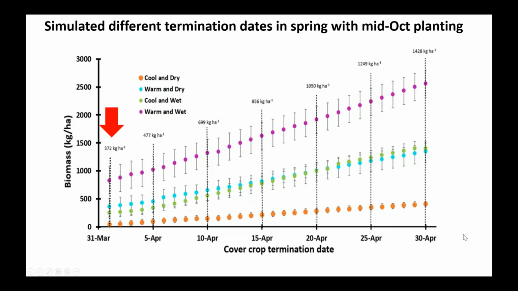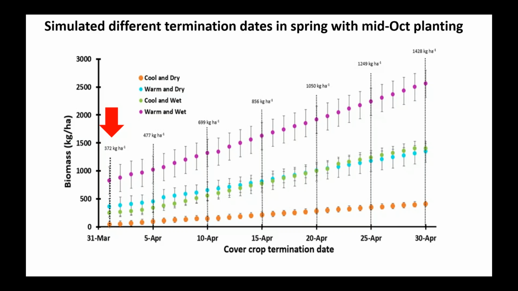So let's just start at the lower end here. You'll notice again that early versus late April makes a big difference in terms of how much cover crop biomass you're going to get. Of course, that translates into additional forage opportunity or additional benefit from the cover crop.